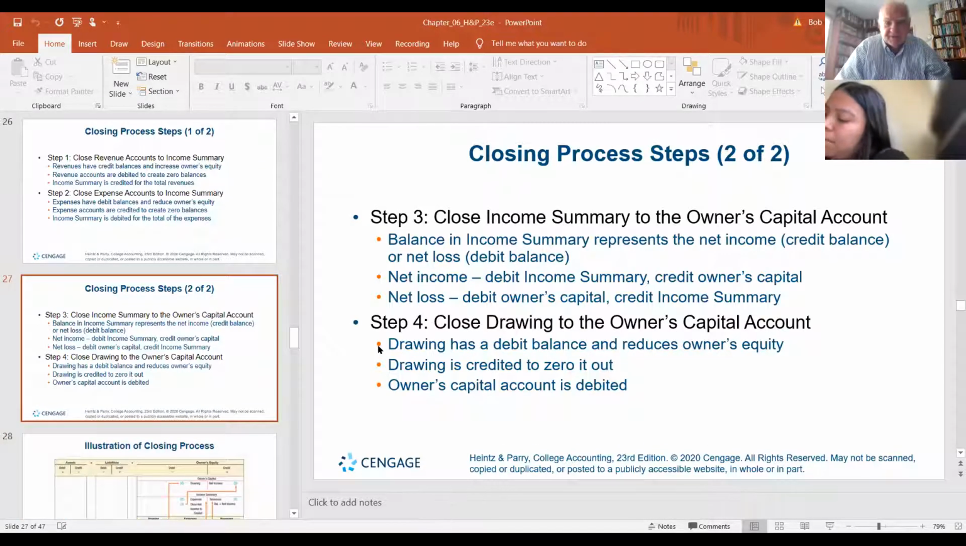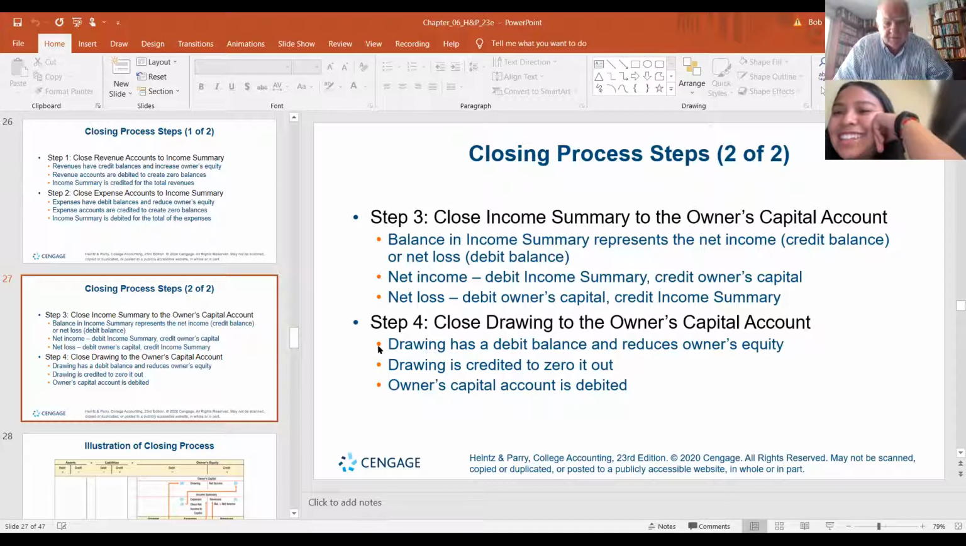Our next step is now simply to close that income summary account by hopefully debiting it. Hopefully we made money and it has a credit balance. We're going to debit the income summary account and credit owner's capital. What do you think, Crystal? I'm with you. Makes a little sense.